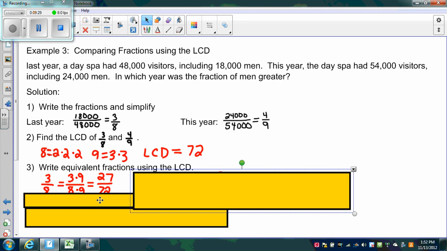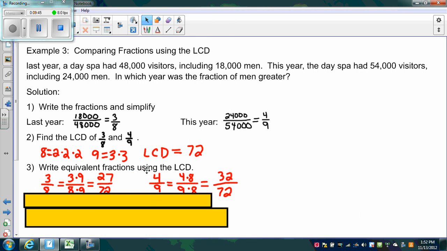So we need it to be 72. In this case, when we have 3/8, 8 times 9 is what gets us 72. So we need to multiply both the top and the bottom by 9, and we get 27 over 72. And we do the same thing for 4/9, but in this case, in order to get 9 to be 72, we need to multiply the top and bottom by 8 to get 32 over 72.